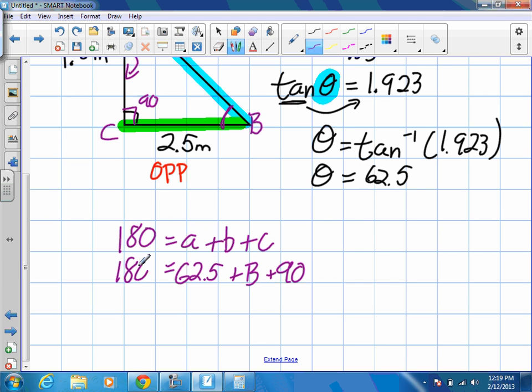So, how can I isolate for B? What would I have to do with these two other values? We bring them to the other side, right? We want to isolate B, so we get 180. When I bring over 62.5, it becomes negative. When we bring over 90, it becomes negative. It's equal to B.